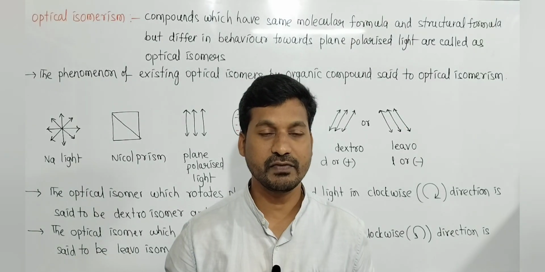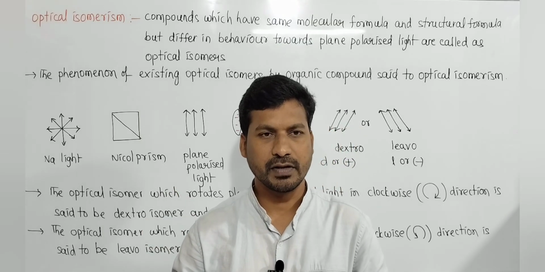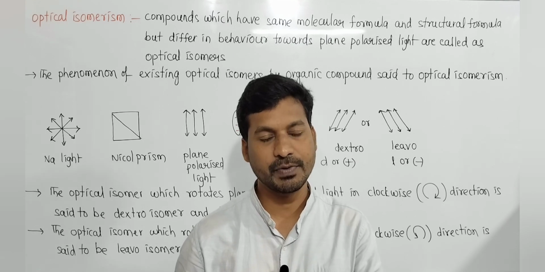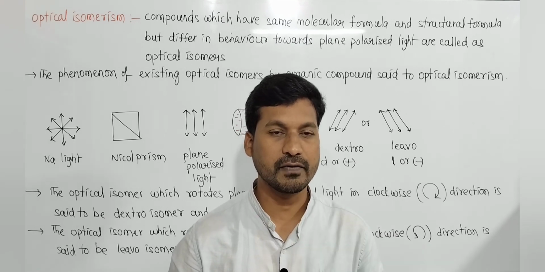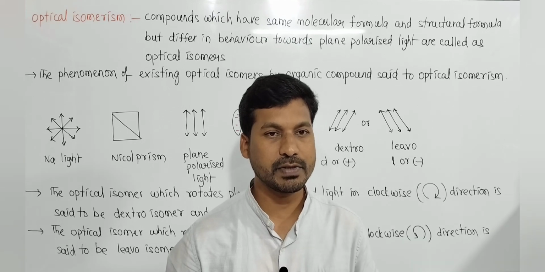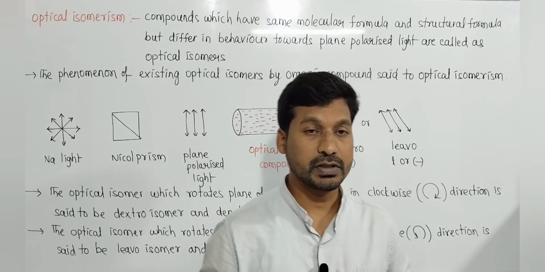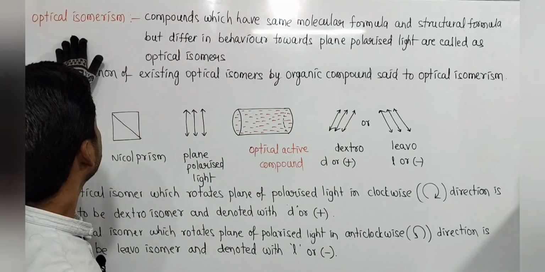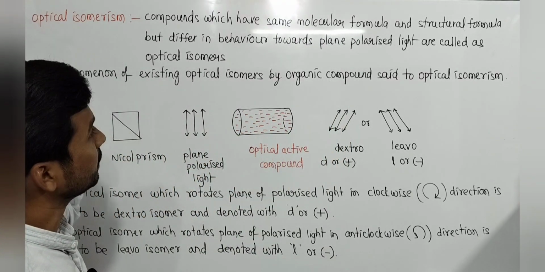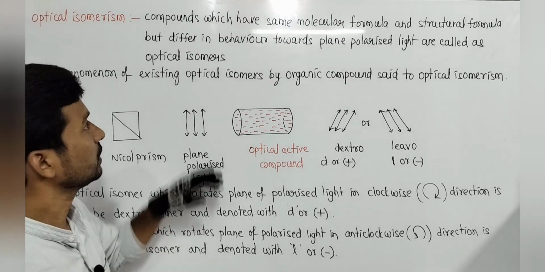Hello everyone, in this video I am going to explain optical isomerism. Geometrical isomerism and optical isomerism are both configurational isomers. Configurational isomers are of two types: geometrical isomers and optical isomers. So in this video I am going to explain optical isomerism, optical isomers. So what are optical isomers?